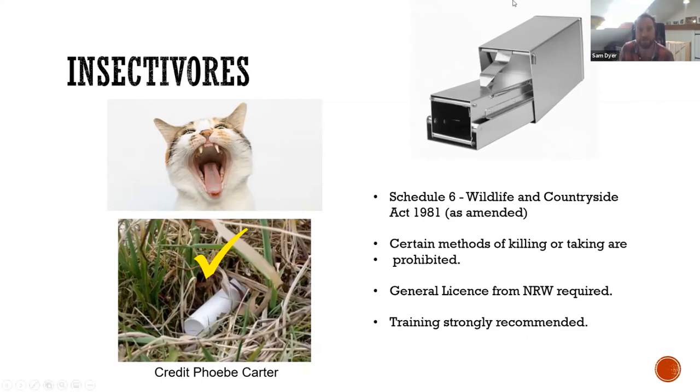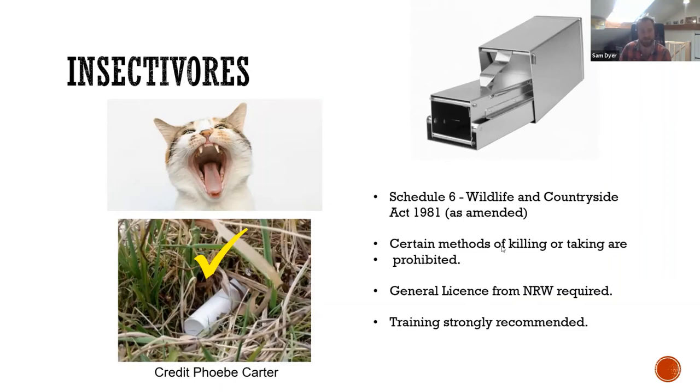We can use the traditional trapping methods, such as this Longworth trap here up on the top right. I just have to mention that they are protected under the Wildlife and Countryside Act. They're a Schedule 6 species, which means that certain methods of taking and killing are prohibited. You can download a general license from NRW, and you follow the advice given, and that solves the legal issue. But we strongly recommend that if you're going to do this, you get some training, come out with the local mammal group who can show you how to use these traps safely.